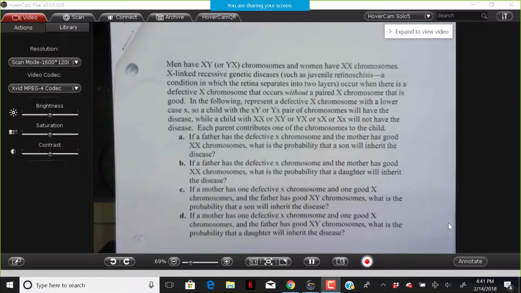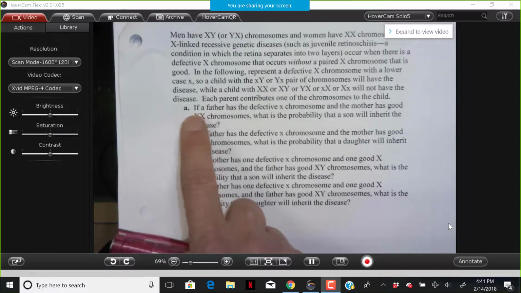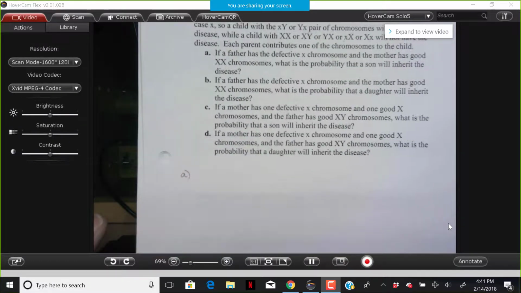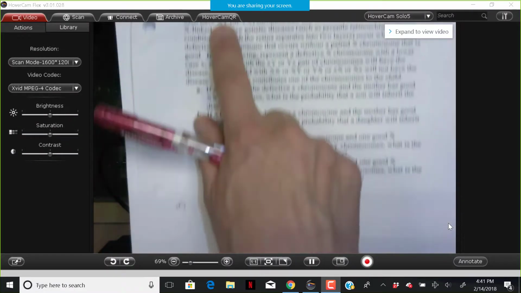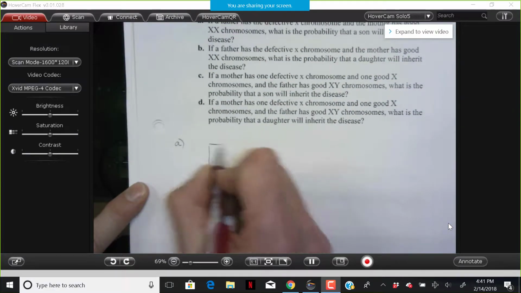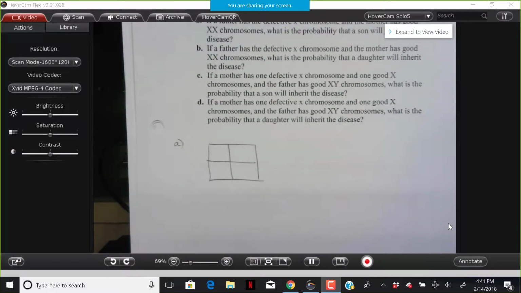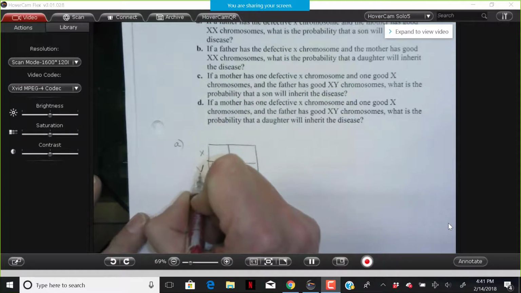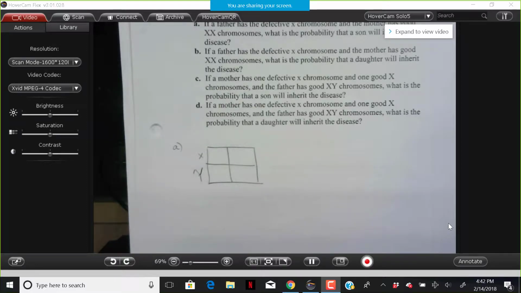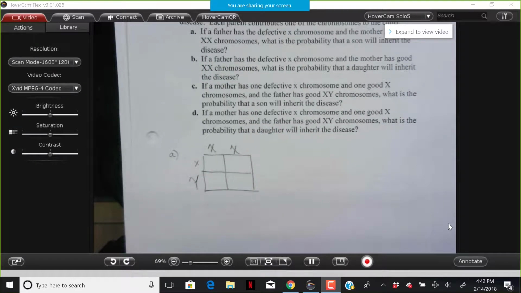It says each parent contributes one of the chromosomes to the child. And so part A says if a father has the defective X, then he has to have a Y chromosome. So I usually make a table. I put the father's chromosomes on one side and the mother's on the other. So he has a defective X and then a Y, which really has nothing to do with the disease. And the mother has two good X chromosomes. Then you just fill in the table with the combinations.